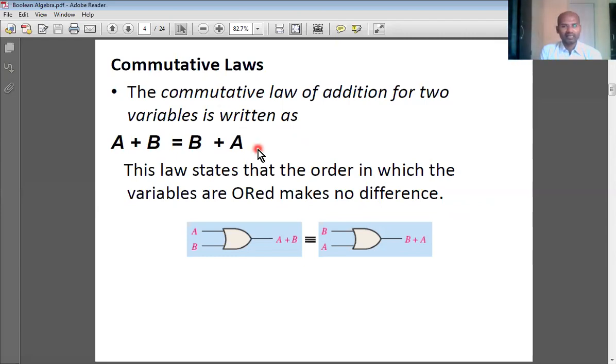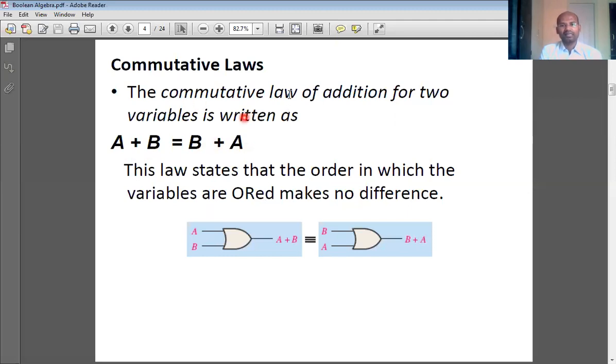What it is saying is, no matter in what order you add the variables, take a first and add b to a. This is the same as taking b first and adding a to b. Doesn't matter in which order you add the variables, they always give us the same result. This law states that the order in which the variables are ORed does not matter.